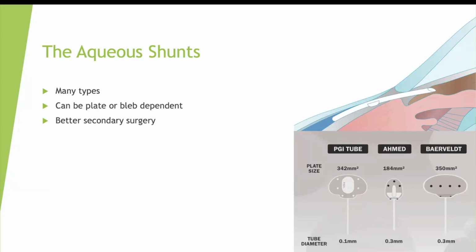As primary operations, you can go back to the studies in terms of tube versus trab, and primary tube versus trab, in terms of looking at the success rates versus their risks of failure. But definitely in patients who've already had glaucoma surgery, shunts tend to do a bit better.